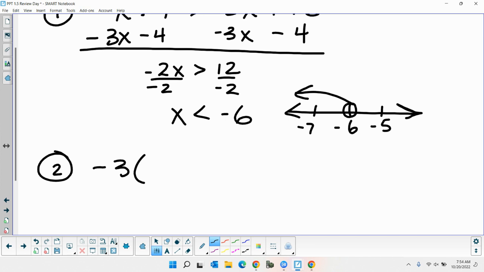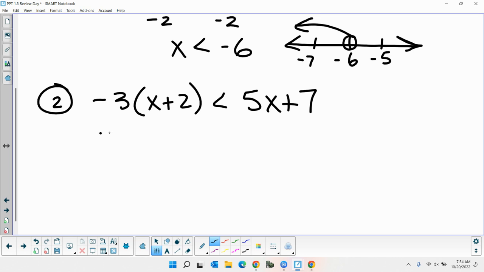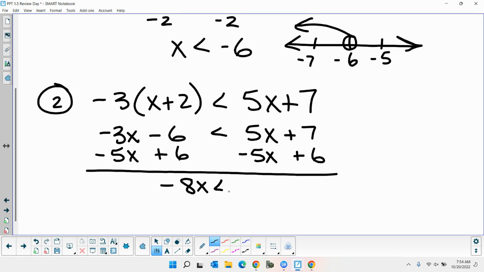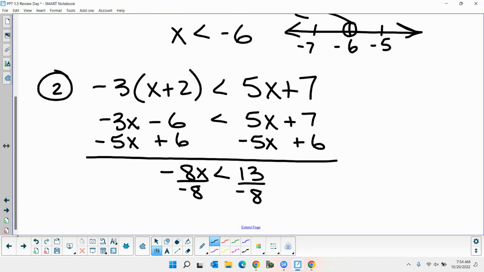Distribute first. And then it's really similar to that first one. All right. So -3x minus 6, 5x plus 7. I'm just going to continue to keep my x on the left. I'm going to do what I did last time, 2 steps at once. So I get -8x less than 13. Divide by -8. So I got to remember to switch my inequality symbol again.